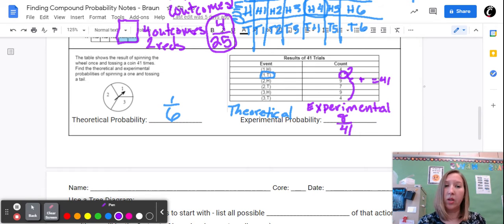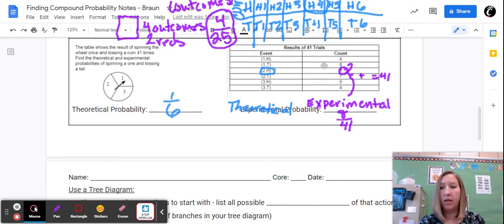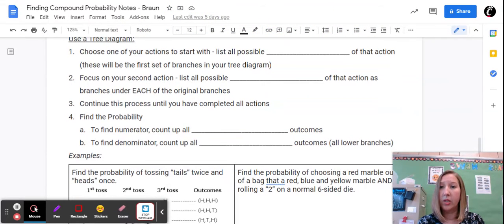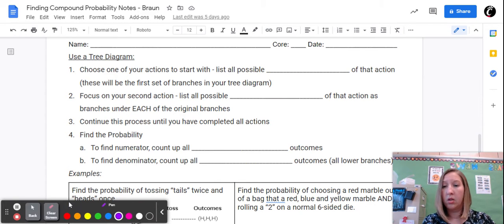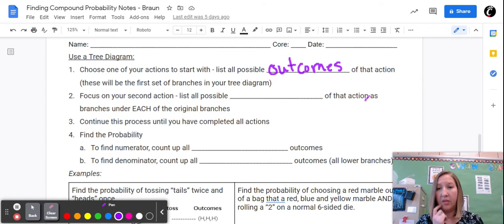Okay, so let's go ahead and take a look at the back. On the back, we're going to start using some tree diagrams. We introduced these yesterday in the notes, but we're going to really break this down and do a little bit more with them. When we use a tree diagram, the first thing we want to do is choose one of your actions to start with. Once we've chosen our action, we're going to list all the possible outcomes of that action. So these will be the first set of branches in your tree diagram.